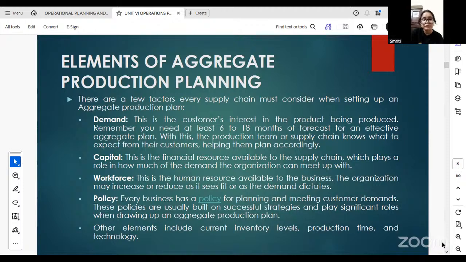Capital. This is the financial resource available to the supply chain, which plays a role in how much of the demand the organization can meet. Workforce. This is the human resource available to the business. The organization may increase or reduce it as it sees fit as the demand dictates. Policy. Every business has a policy for planning and meeting customer demands. These policies are usually built on successful strategies and play significant roles when drawing up an aggregate production plan. Other elements include current inventory levels, production time, and technology.